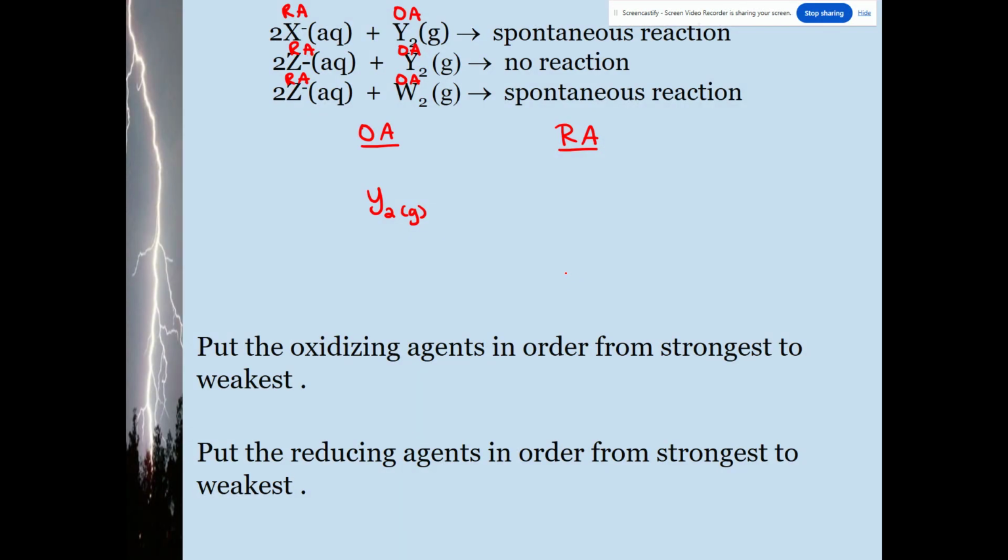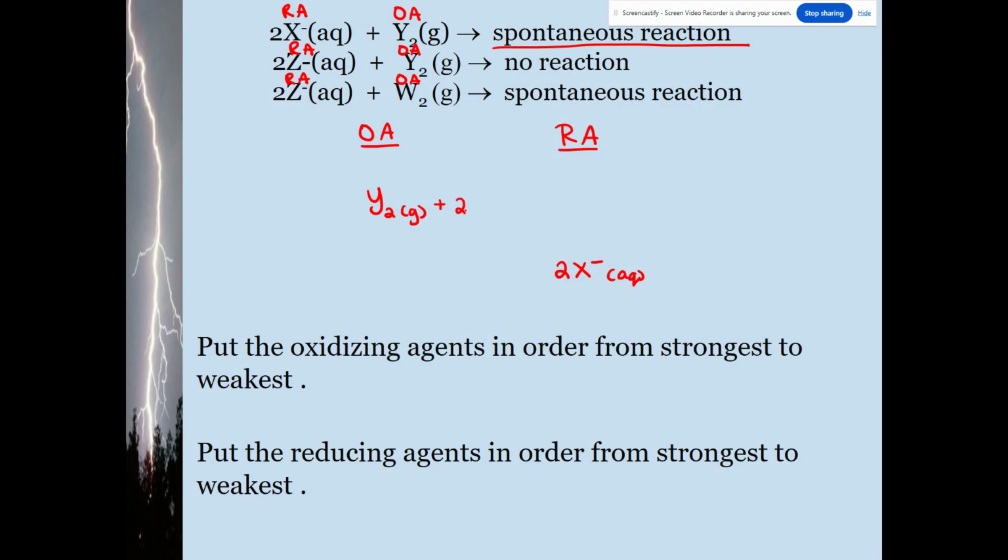So that means that my X, and there's 2 of them just to balance the reaction since they're diatomic, must be lower than my OA because the reaction was spontaneous. So to be spontaneous, my OA must be higher than my RA. Okay? Now I can complete these half reactions.